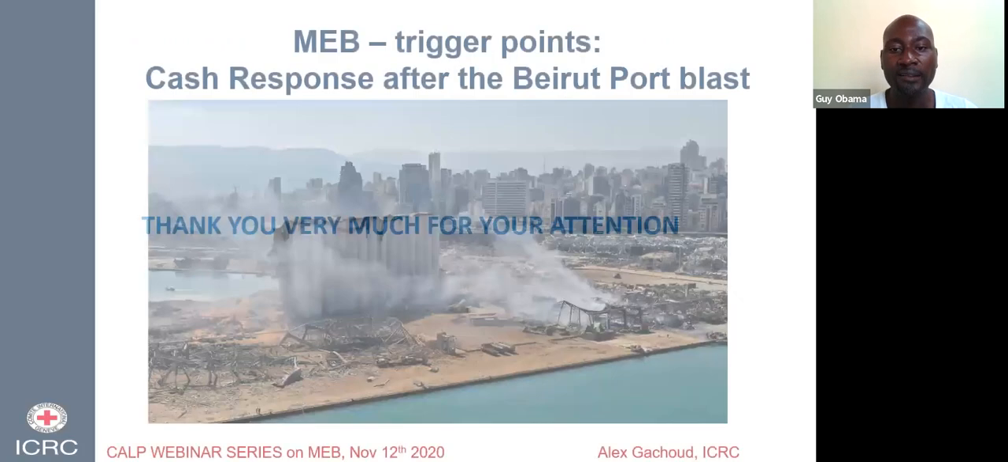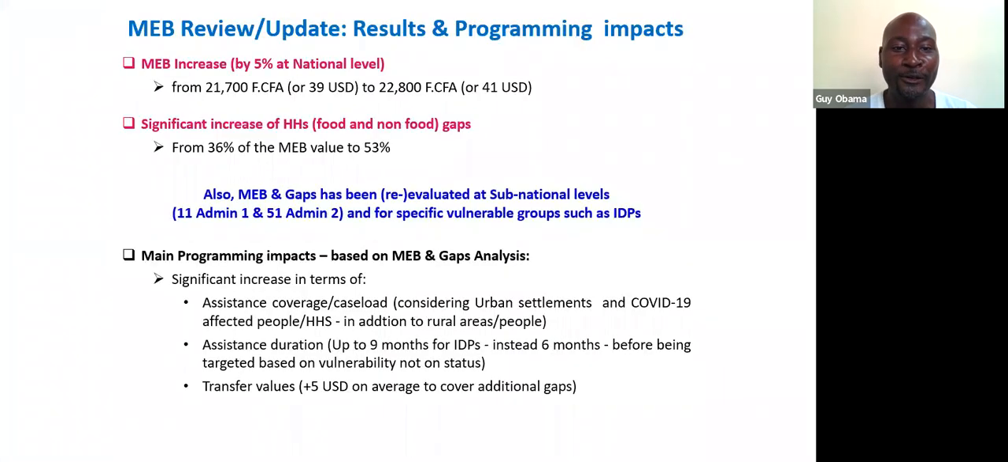So in terms of the impact, once again, Nuna, if you can just come back for the impact in terms of programming. The impact was mainly an increase of the caseload and the coverage, because COVID was affecting the urban settlements more significantly, and also people affected by COVID, in addition to the rural bulk we were already having for the humanitarian assistance. Also, there was an increase in the assistance duration from 6 months to 9 months, and also an increase of the transfer value.